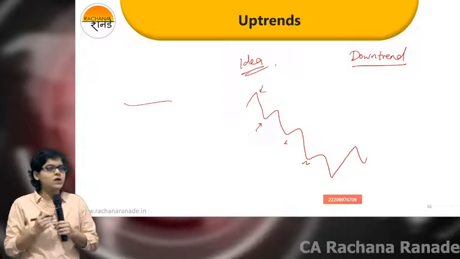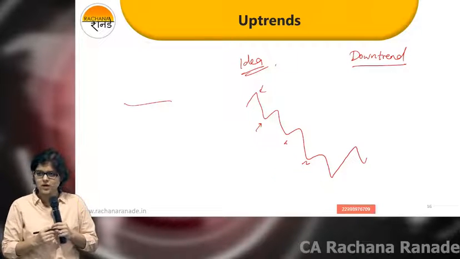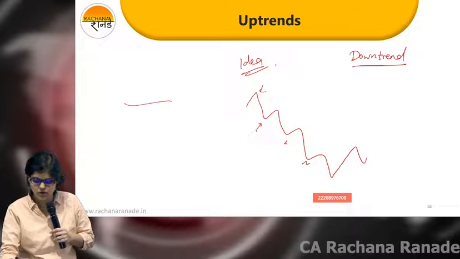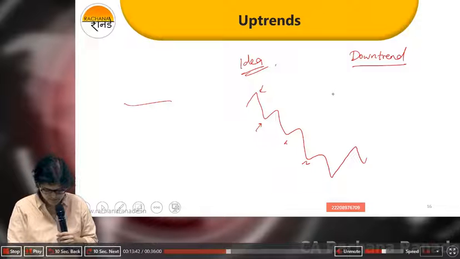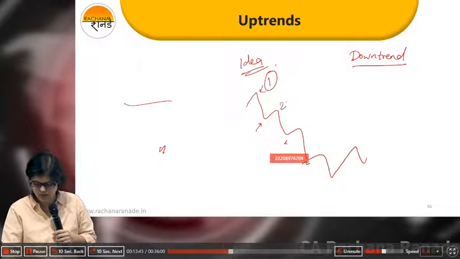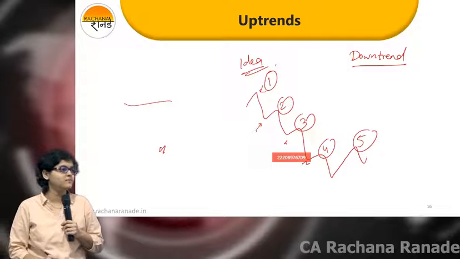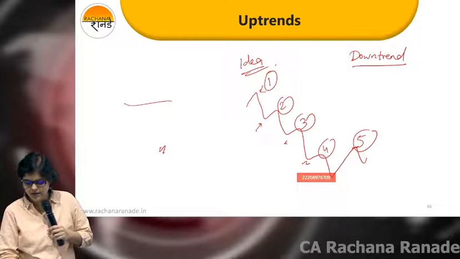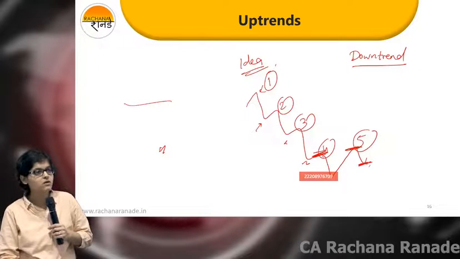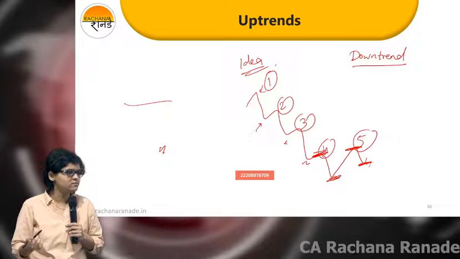Okay? So if I asked you that if you were to buy Idea, okay, then at what level you could have bought? If I take this as, let us say, 1, 2, 3, 4, 5. Where would you have bought Idea? At 5 ideally, because here there is a higher high created, see, as compared to this is a higher high, and where is the confirmation? Here. Higher low is a confirmation for that.